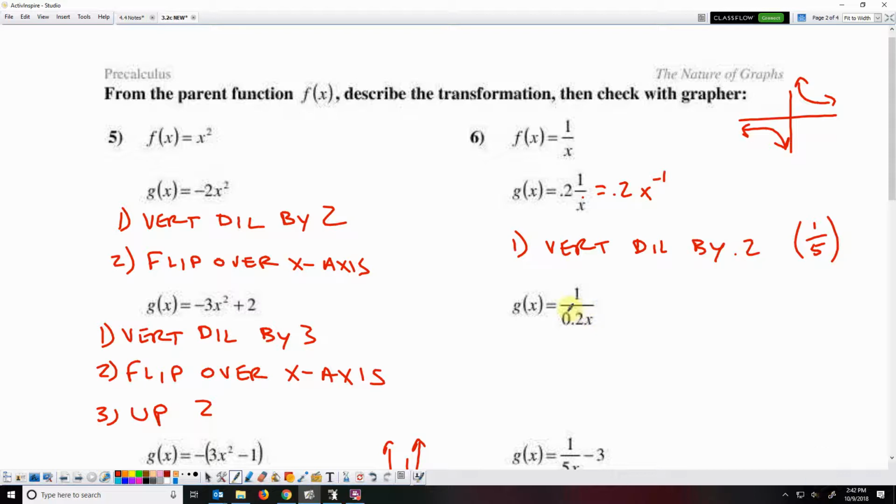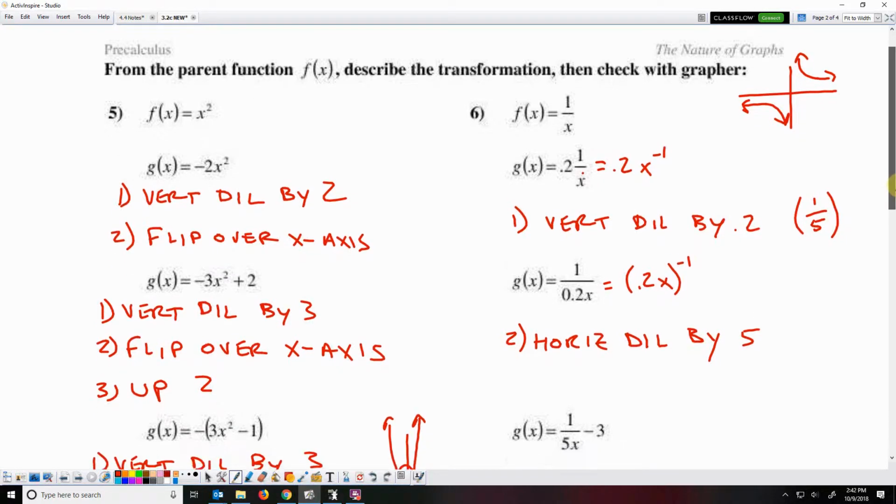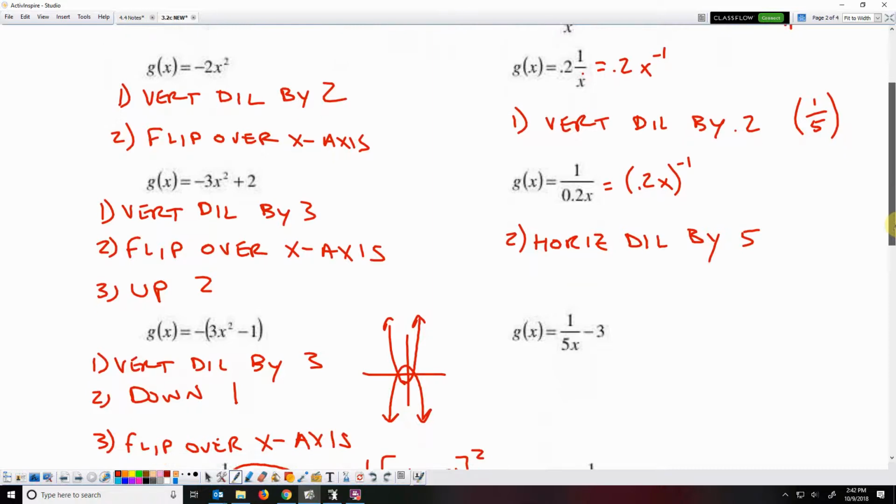Now this one is inside the function. Okay? So this is the same as 0.2x to the negative 1 power. Okay, so that one is inside the original function, so it is a horizontal dilation. And it's by the reciprocal. Now that 0.2 is the same as 1/5, so it's by the reciprocal, which is 5. So it gets 5 times the original width. All of the x values get multiplied by 5.